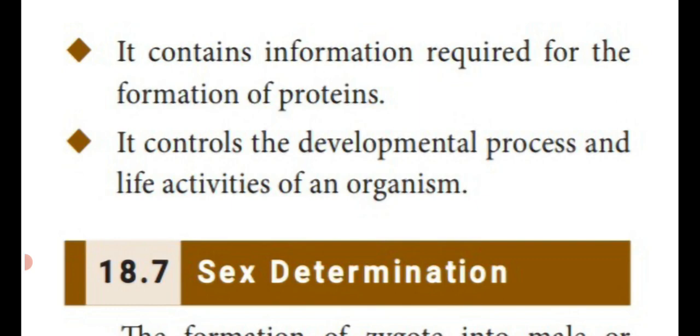First one, it transmits the hereditary character from one generation to another generation. Second one, it gives information for the formation of protein molecules. Third one, it controls the developmental process and life activities of an organism.